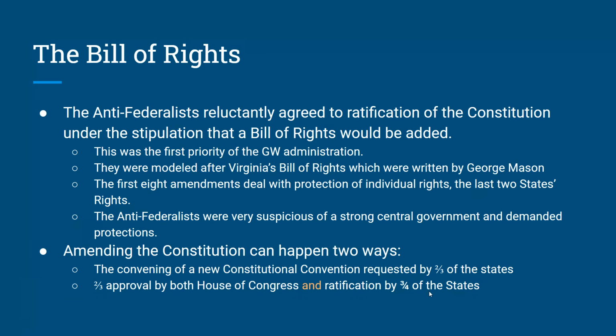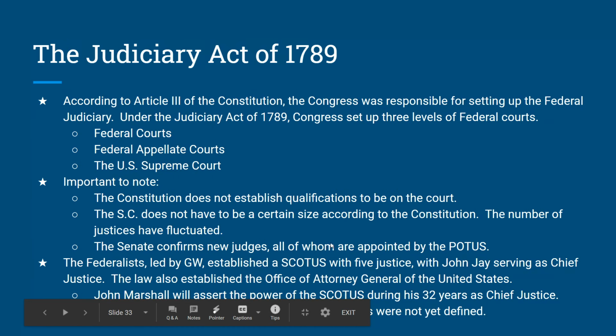So the Bill of Rights, like I said before, the Anti-Federalists reluctantly agreed to ratify the Constitution under this promise that a Bill of Rights would be added. Like I said, this was Washington's first priority. The U.S. Bill of Rights was modeled after Virginia's. Looks a lot like Virginia's, but ultimately, this is one of the first early successes. It's important to understand amendments. I'm not worried about the amendment process right now.